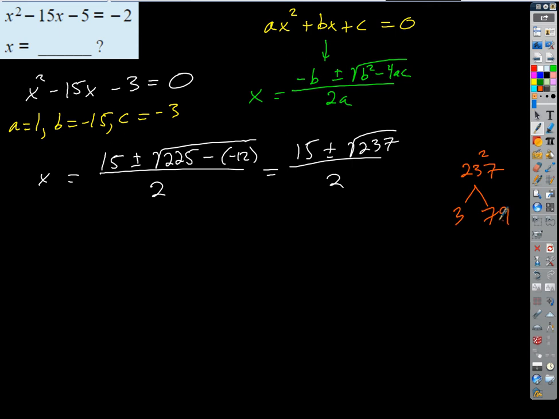So 3 and 79, those are both prime though, right? So we can't simplify the radical. That's what we're stuck with. So my final answer then would just be, I'm going to take the plus version. I'm going to split these up.